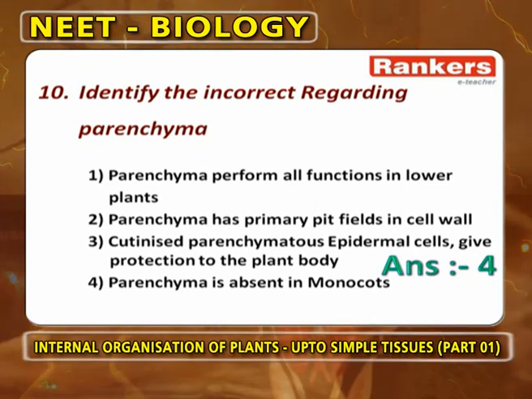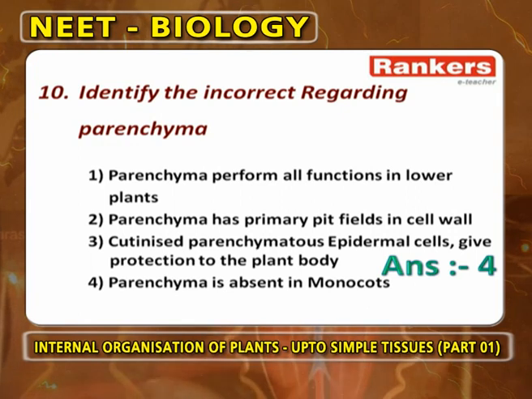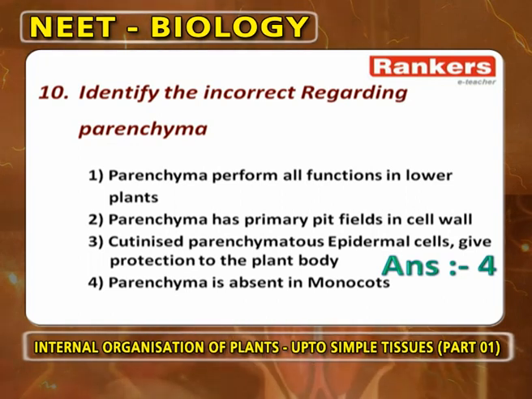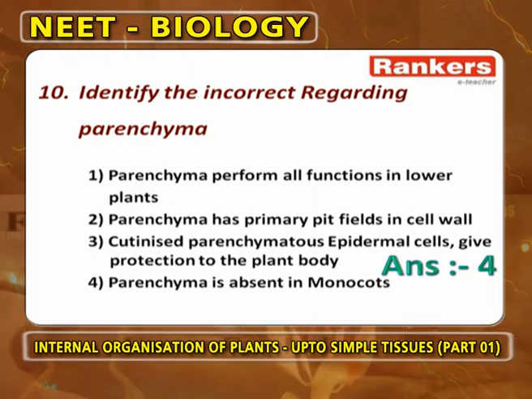Parenchyma has primary pit fields in the cell wall. It is also correct. Why? Because primary pit fields are present in the primary wall. Pits like simple pits and bordered pits are present in the secondary wall. In parenchyma, young cells and meristematic cells, the secondary wall is not formed, only the primary wall is present. So parenchyma has primary pit fields in the cell wall.